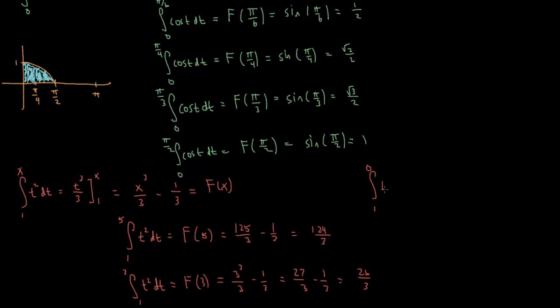From 1 to 0 of t squared dt. Well, what happens? You're evaluating capital F at 0. Well, what's capital F of 0? It's 0 cubed over 3 minus 1/3. So we get negative 1/3, which is to be expected because we always get a weird answer when the upper limit of integration is smaller than the lower limit of integration.